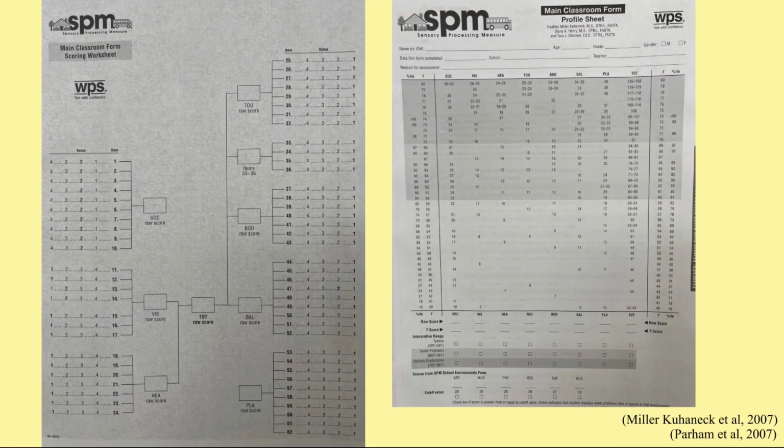The main classroom form has the same scoring procedures as the home form, which we just explained. The images above are examples of blank scoring sheets for the main classroom form.